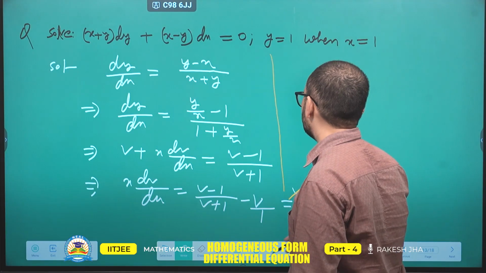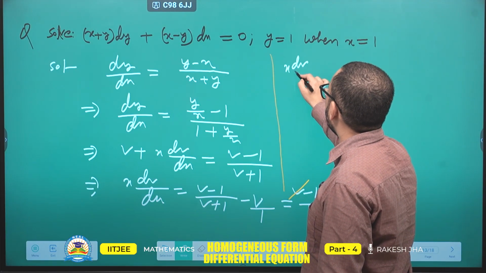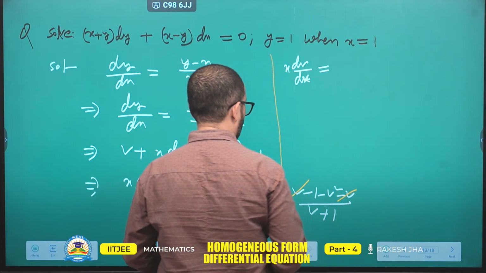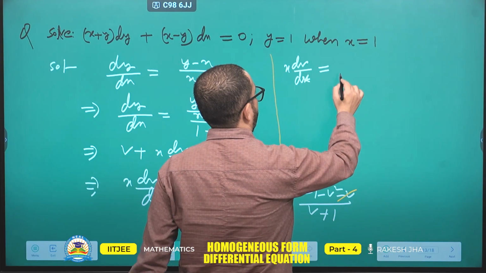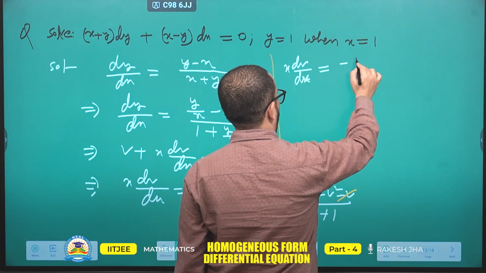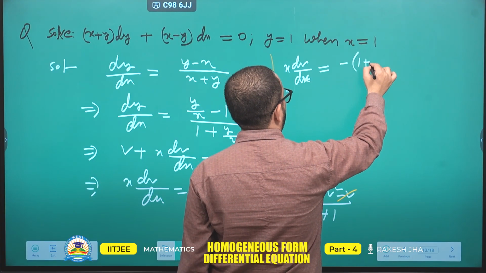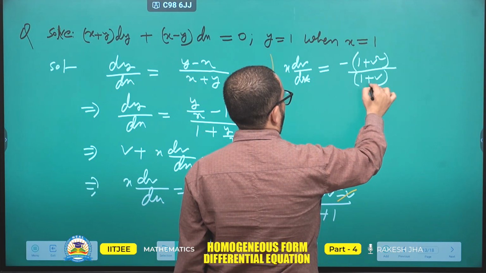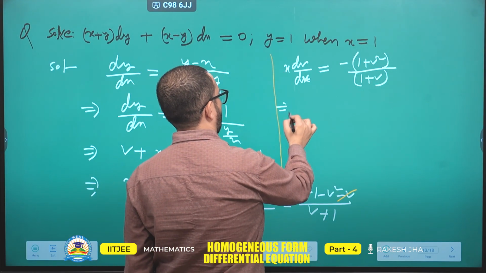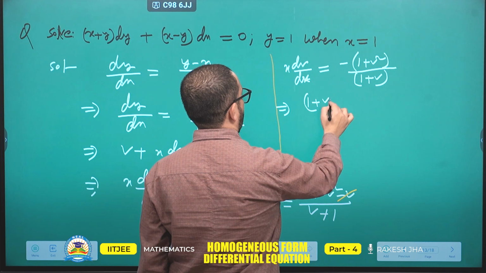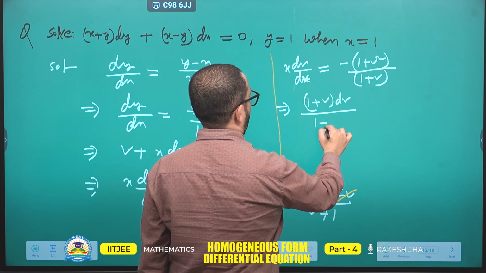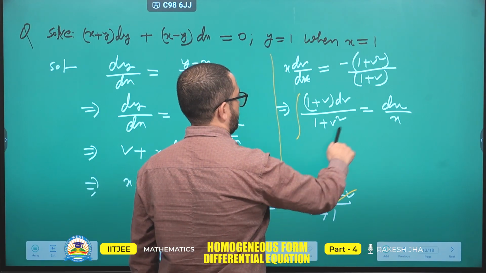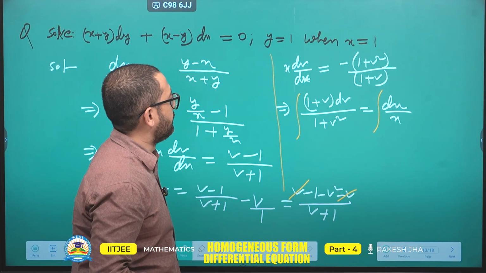Now the next step would be x dv by dx is equal to the negative of 1 plus v square upon 1 plus v, or we can write this way. So the next step would be 1 plus v times dv upon 1 plus v square is equal to dx upon x. Now the next step is to integrate once we have separated the variables.